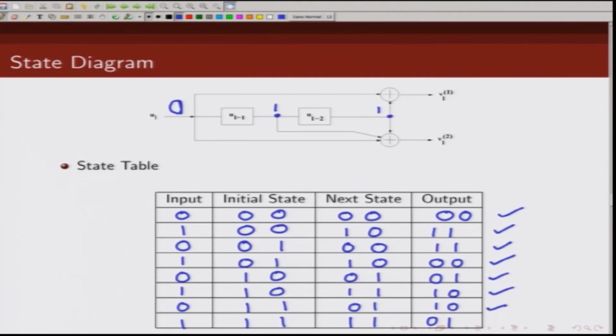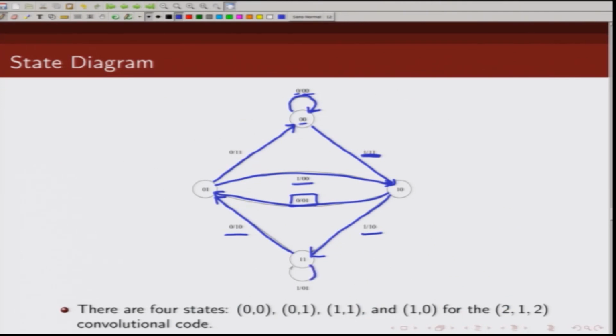And finally, state 1 1, input 1, you remain in state 1 1 and the output is 0 1. You receive a 1, you remain in state 1 1, input is 1, output is 0 1. So, note that here I have graphically represented all possible state transitions corresponding to the convolutional encoder that we have considered, and this is my state diagram. Okay.